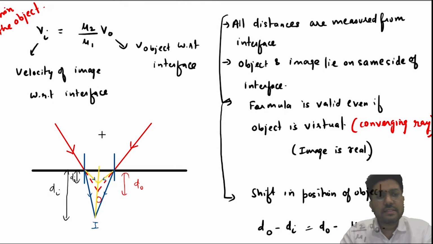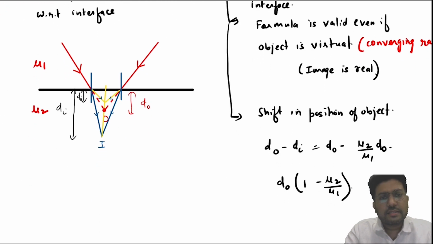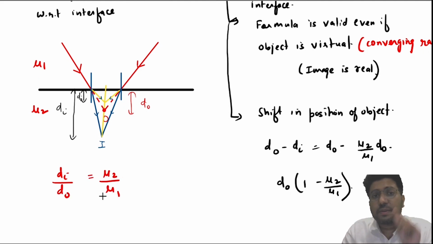What it means is, suppose a ray of light is coming like this. A ray of light is coming like this. In that case, it wants to intersect at this point. This is the position of the virtual object. Now, here also you will say that the formula di by do is equal to mu2 by mu1 is valid. Here you have to be very careful.